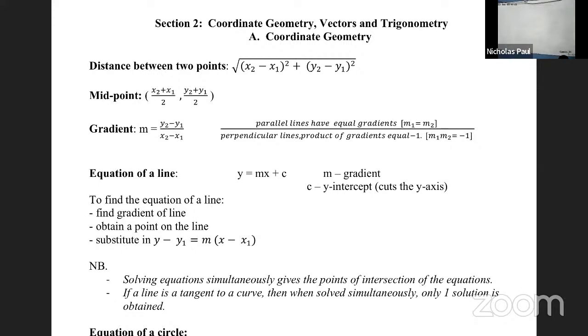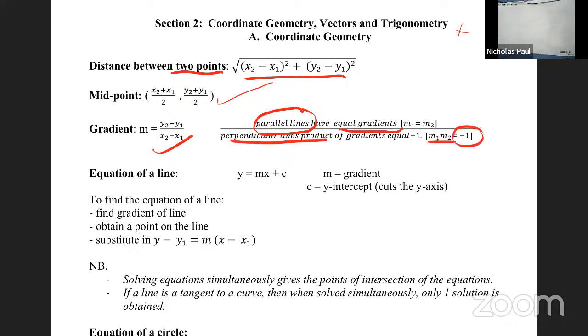Some of the things that we need to be able to find in coordinate geometry: we need to be able to find the distance between 2 points. Of course, I'll give you 2 points and you'll be able to find the length. Midpoint, we have to be able to find gradient, and we need to remember something about parallel lines. Parallel lines have equal gradients. Perpendicular lines, the product is -1. And if you have the equation of a line, we need to be able to find this equation of a line. So I'll go over and explain all these little things now.